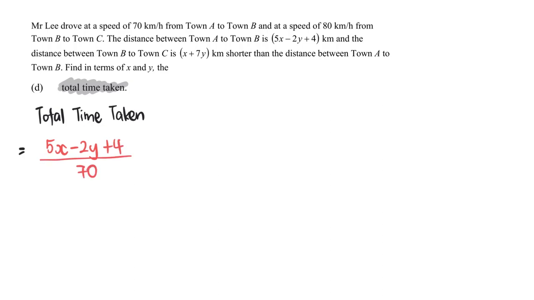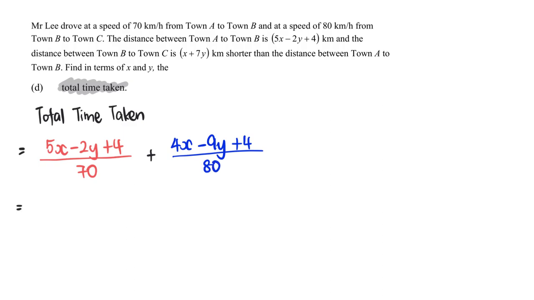And the total time taken would then be equal to the time taken from town A to town B, right? And that is actually the answer for part A, 5x minus 2y plus 4 over 70. And the time taken to travel from town B to town C, that is the answer for part B, 4x minus 9y plus 4 over 80.